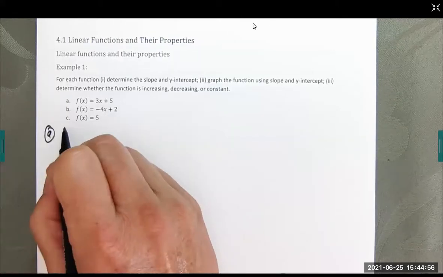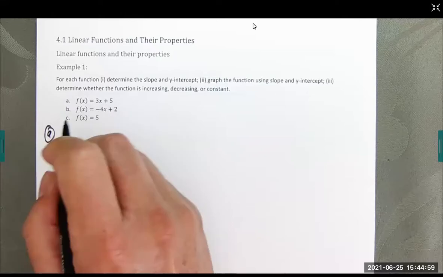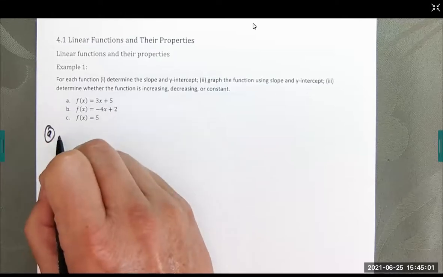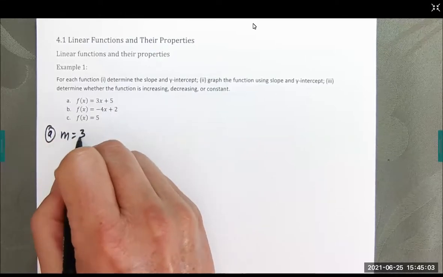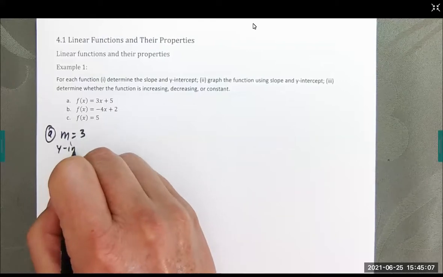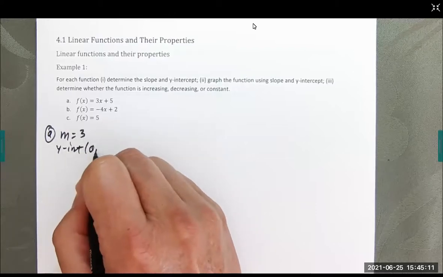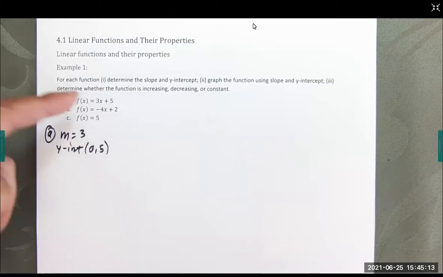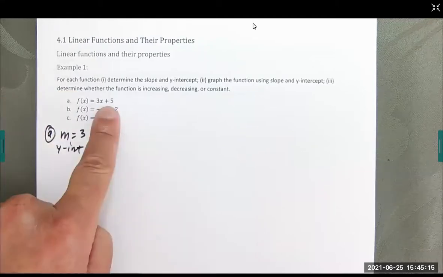So we have f of x equals 3x plus 5. We have that the slope in this case is the 3, and the y-intercept is the point (0, 5). This is in slope-intercept form, so the coefficient is the slope, and then the y-intercept. The graph.